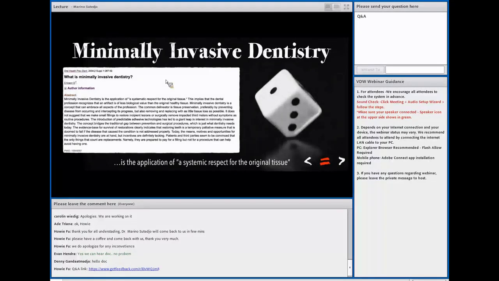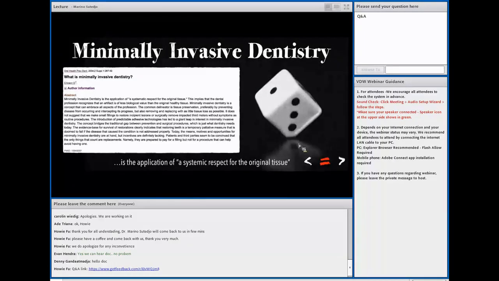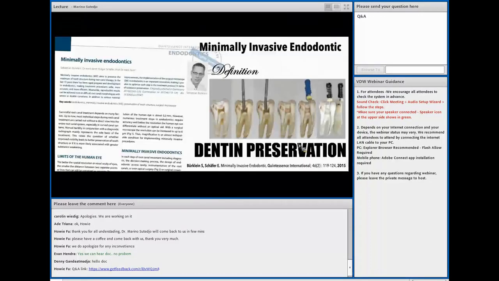So what is actually this less is more concept in dentistry? We have heard many terms about minimally invasive dentistry. What is actually this minimally invasive dentistry is how we can apply a systemic respect for the original tissue. And from this minimally invasive dentistry, we come with the term minimally invasive endodontics. There is a good study, a good journal by Berkeley, on what he meant by minimally invasive endodontics, and what we need to understand about this is dentin preservation.